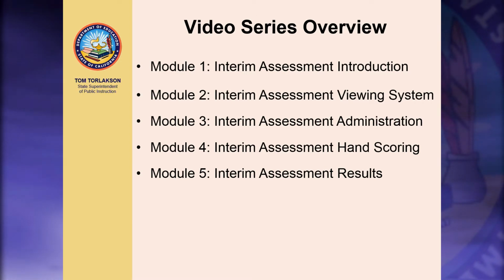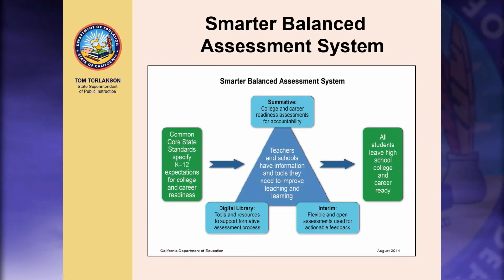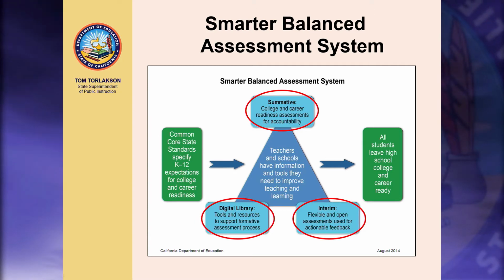We encourage you to watch all 5 video modules to better understand the systems and tools that educators need to select, administer, hand score, and view and use the results from the Smarter Balanced Interim Assessments. The interim assessments are one component of the Smarter Balanced Assessment System, a comprehensive system that includes summative assessments, interim assessments, and the digital library of formative assessment resources. The interim assessments are designed to support teaching and learning throughout the year and provide educators with meaningful information for gauging student progress toward mastery of the skills measured by the summative assessments and assessments of the California state standards, which can be used at strategic points during the school year.